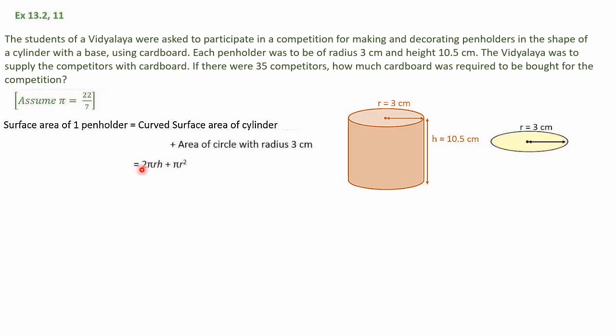You have to substitute these values R and H here, then you will get the surface area of one pen holder. When you multiply the surface area with 35, you will get the surface area of 35 pen holders. So that will be your answer. So 35 people, the cardboard they have to buy, the quantity of cardboard required for 35 people means area of one pen holder into 35. So this question you will do as homework.